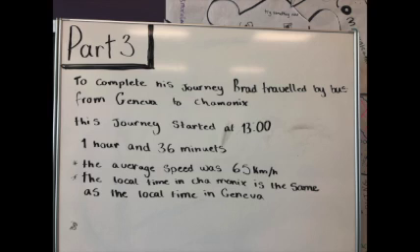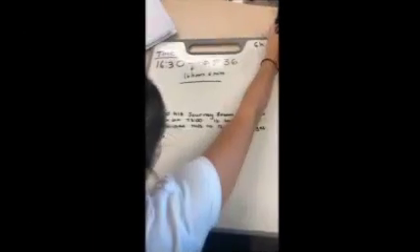To complete his journey, Brad traveled by bus from Geneva to Chamonix. His journey started at 1 p.m. and it took an hour and 36 minutes. The average speed was 66 kilometers per hour. The local time in Chamonix is the same as the local time in Geneva.